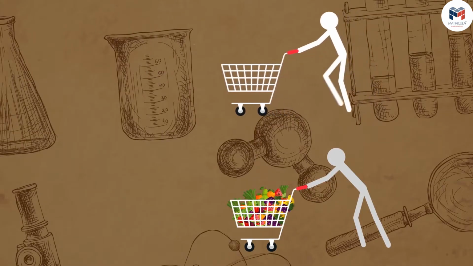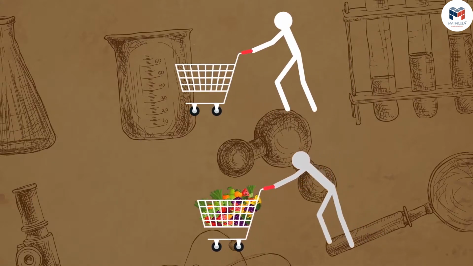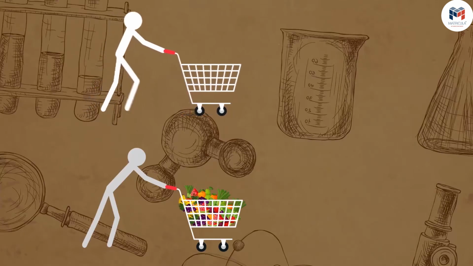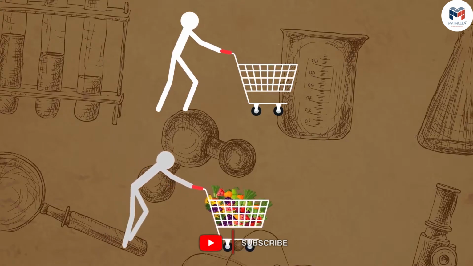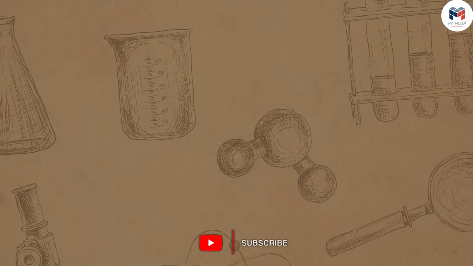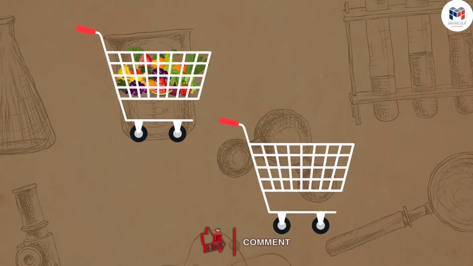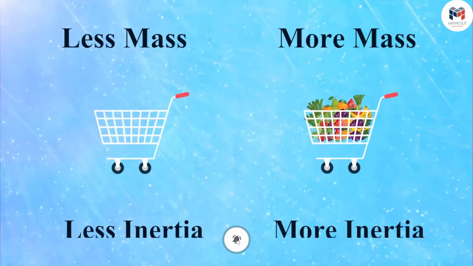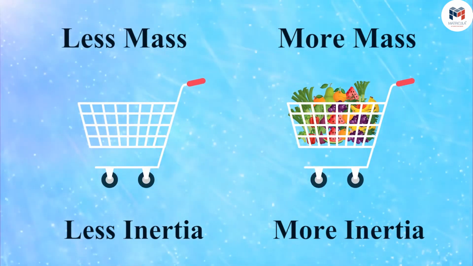Similarly, you can easily move an empty shopping cart, while moving a shopping cart filled with vegetables is a lot harder. That is, we need to put in less effort to move empty carts than carts filled with vegetables. This means that the cart filled with vegetables has a lesser tendency to move than the empty one, which in turn means that the cart filled with vegetables has more inertia than the empty cart. Accordingly, we can say objects with more mass have more inertia.